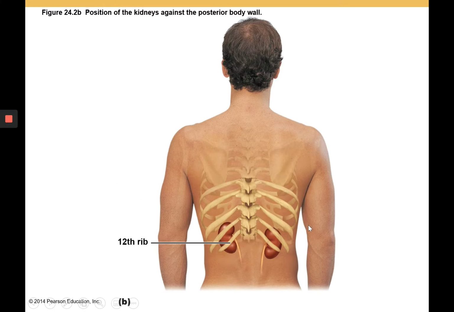Here is an image showing you the position of the kidneys on that posterior body wall. And so you can see they're kind of in that superior lumbar region, and they're going to sit really close to the dorsal wall of the abdominal pelvic cavity.